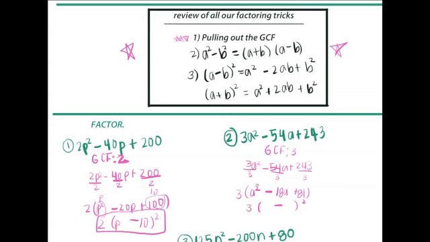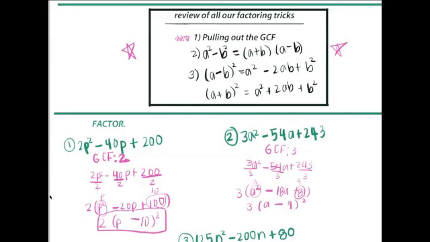Square root of a squared is a, which goes in the first slot. Square root of 81 is 9, which goes in the second slot right here. And then, so our final answer for this is 3. Oops, that is not very straight there. Okay, it's 3 times (a minus 9) squared. And it looks just like that, okay?